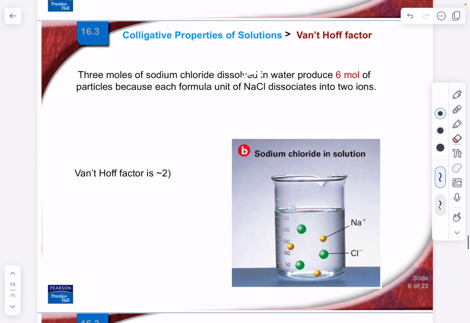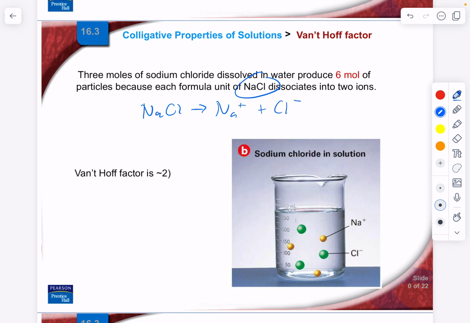Now, if I put sodium chloride into water, I'm going to get 2 particles. Polar water is going to yank my sodium chloride into sodium ions and chloride ions, and so I'm going to get double my money's worth, so to speak. For every 3 moles of sodium chloride I put in, I'm going to get 6 moles of particles, twice as many. Actually, approximately twice as many, because not every sodium chloride is going to be yanked apart.